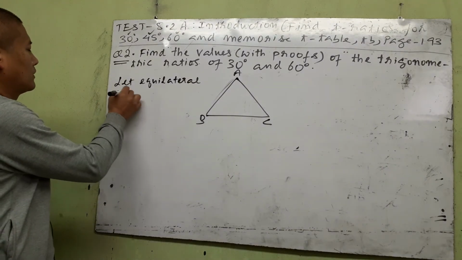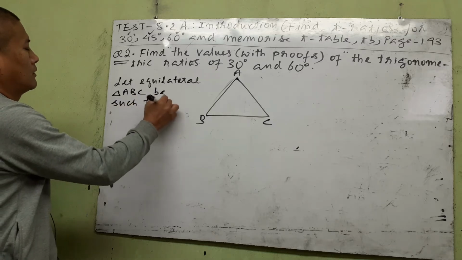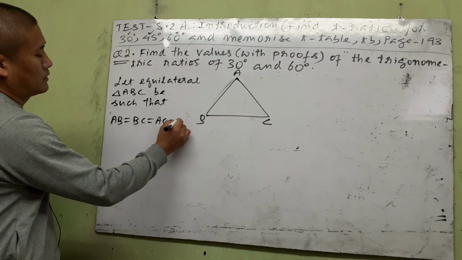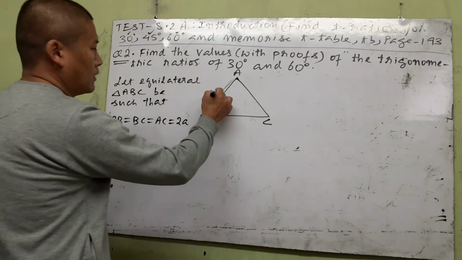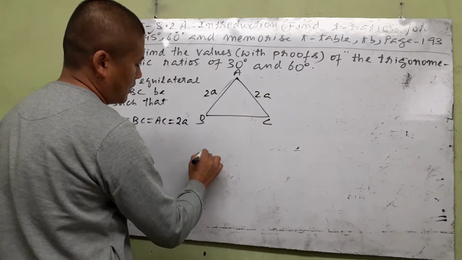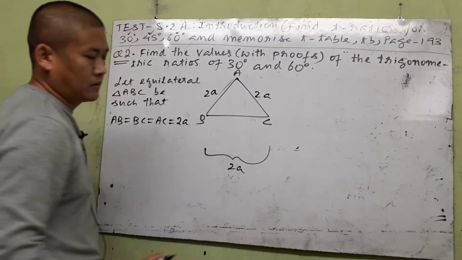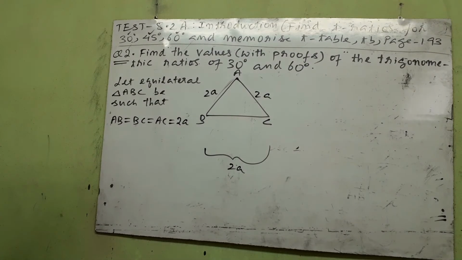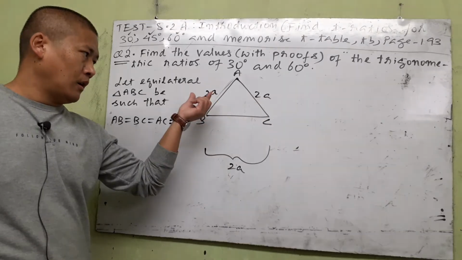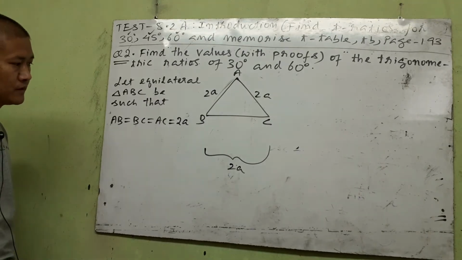Equilateral triangle ABC be such that the 3 sides AB equal to BC equal to AC. Let us say 2A units. So this is 2A units, AC also 2A units, and this BC is also 2A units because the 3 sides are assumed to be equal. So we just assume it to be 2. We're putting 2, we can use A also, but we're putting 2 in front because it's easier to cancel and get the values more easily that way.